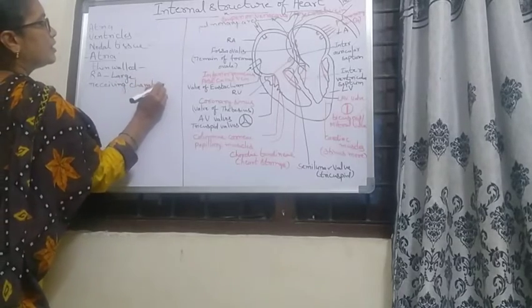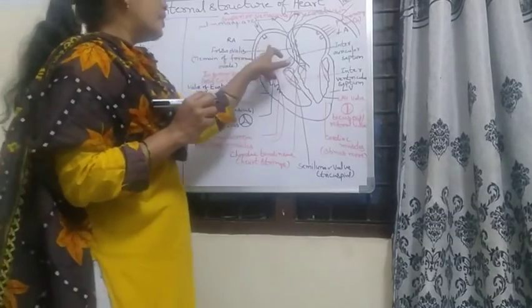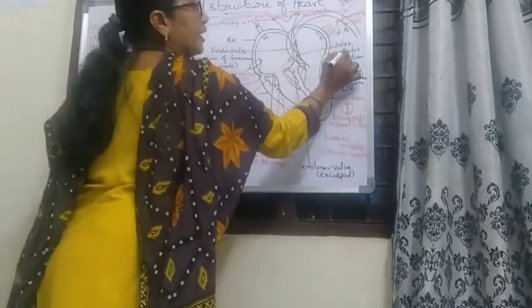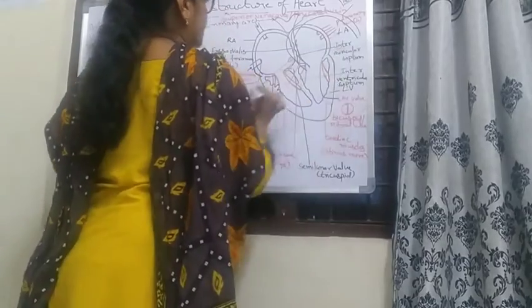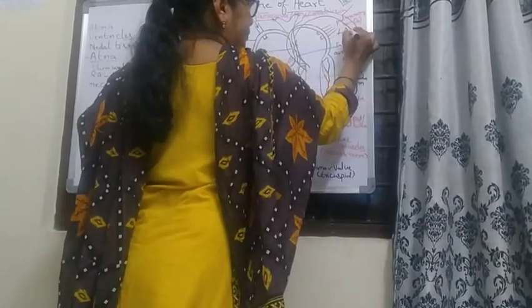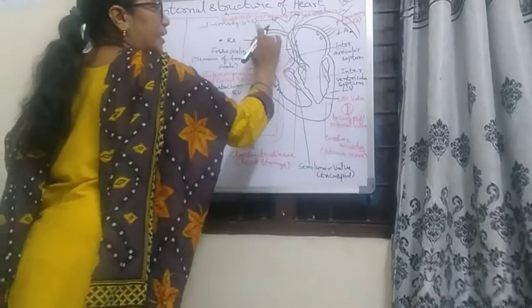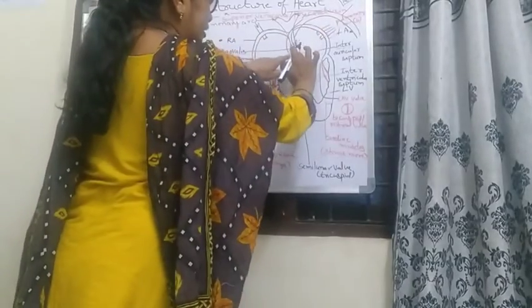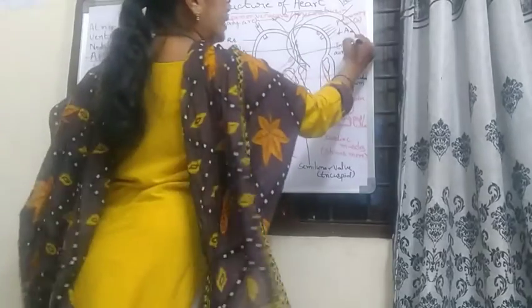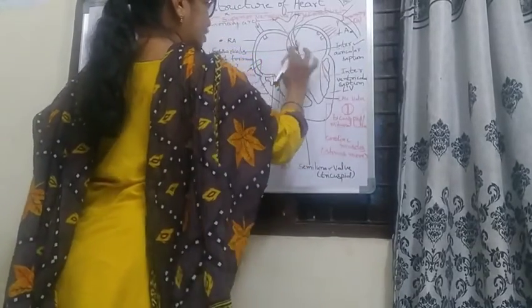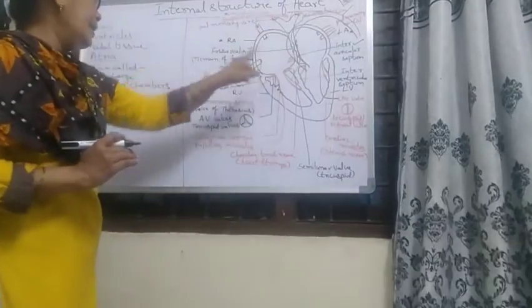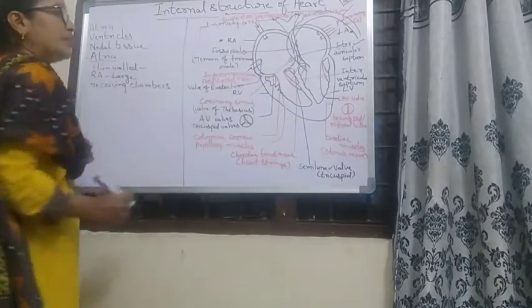The right atrium and left atrium are separated by the interauricular septum, which is the separation between the two auricles. And these are receiving chambers.